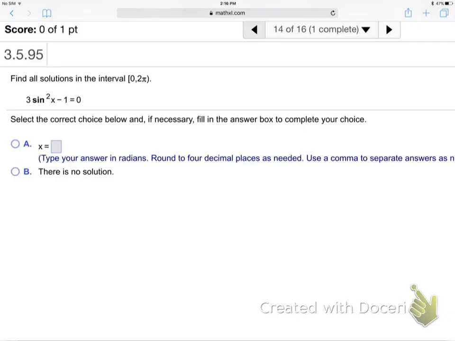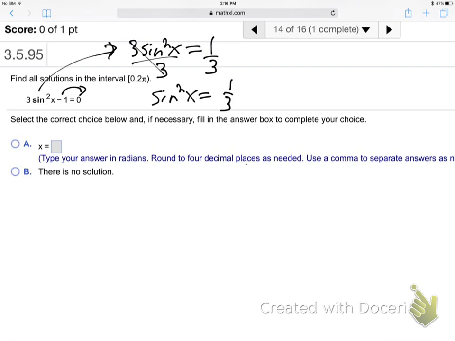Okay, let's try this one, number 14. Same thing, this is a calculator one. How do I know? Round to 4 decimal places. So I know it's a calculator problem. So come on up here. Take 3 sine squared, I'm going to add the 1 to the other side, equals 1. Divide by 3. Remember how we handle sine squared or anything squared. We just get the squared alone like that.